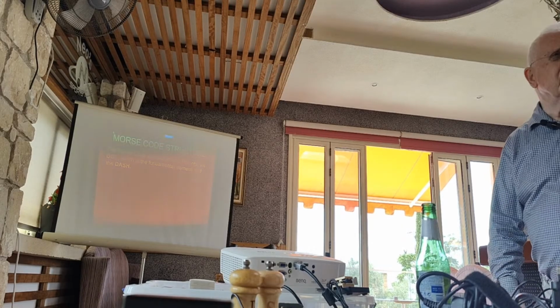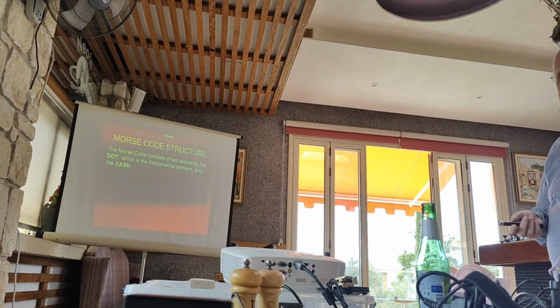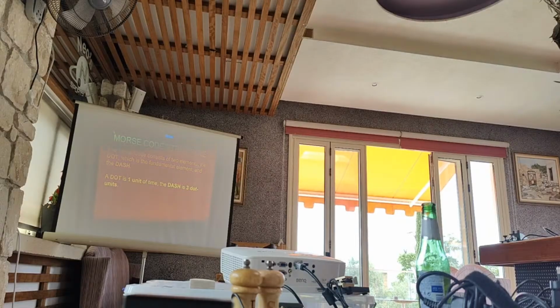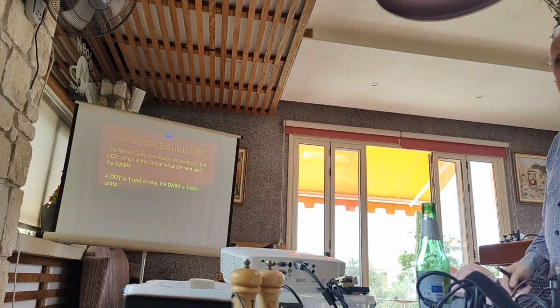Morse code structure. I'm sure you're all familiar with this, but just to refresh your memory, it consists of two elements, the dot, which is the fundamental element, and the dash. A dot is 1 unit of time. A dash is 3 dot units of time.